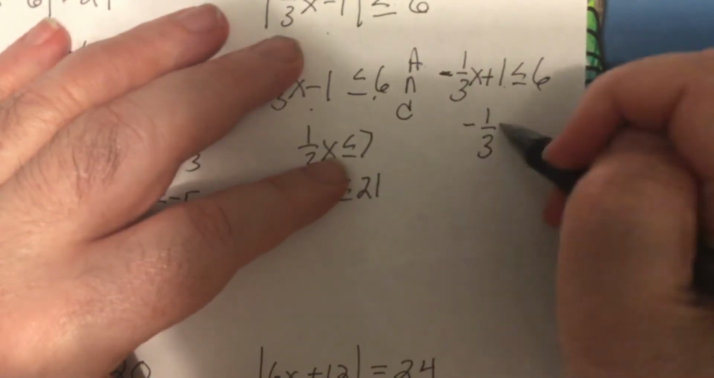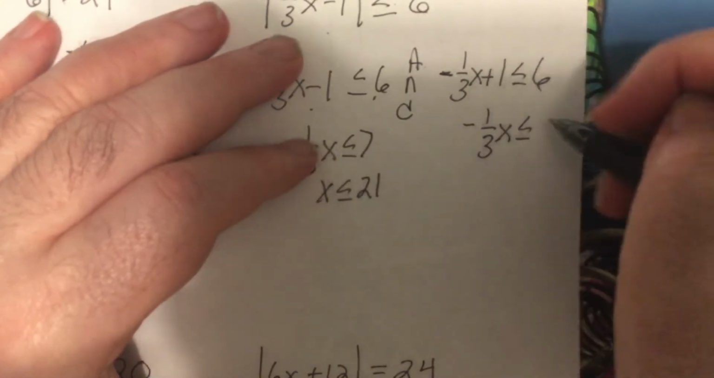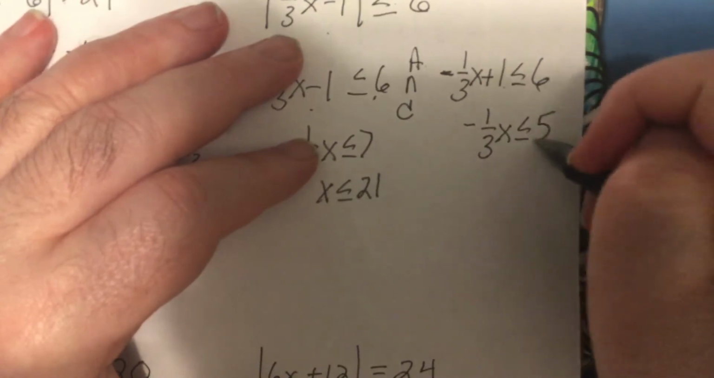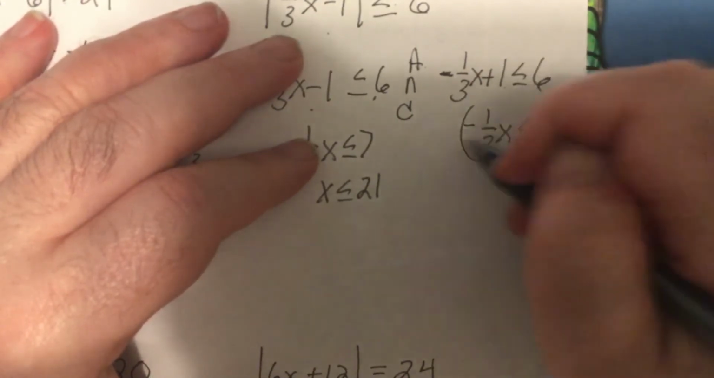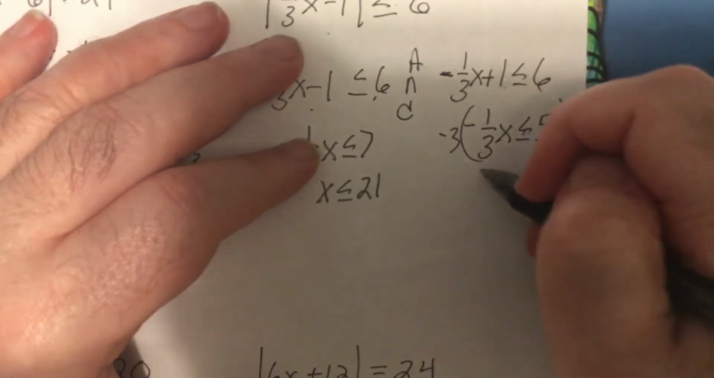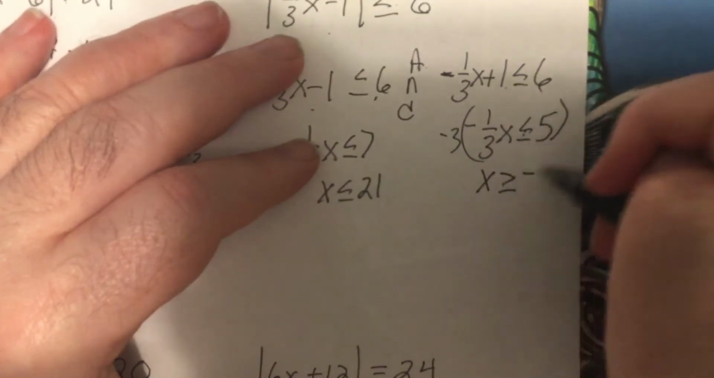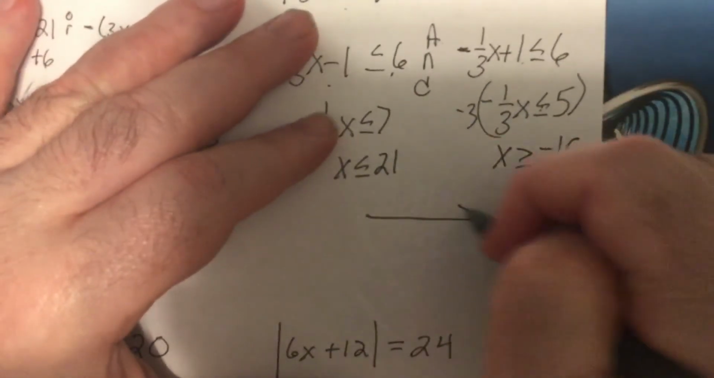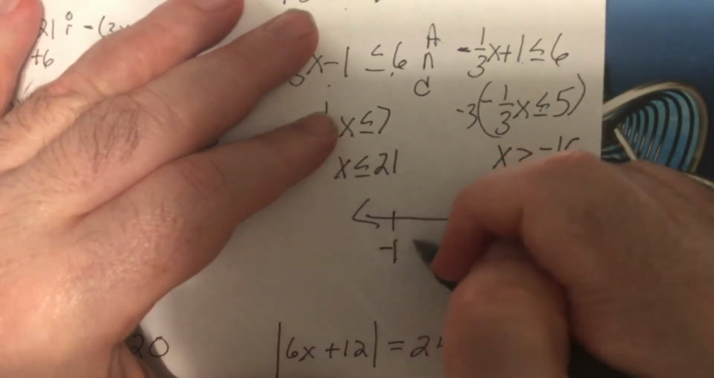Negative 1/3 x is less than or equal to 5. Multiply by negative 3. Oh, switch the inequality. So it's an and, and it's everything in between.